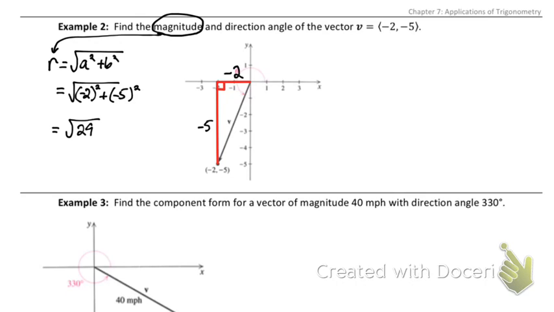I also know that this is square root of 29. I'm not going to put it on there, because generally I use the values that are given to me just in case I got that one wrong. I'm just going to use the -2 and -5.